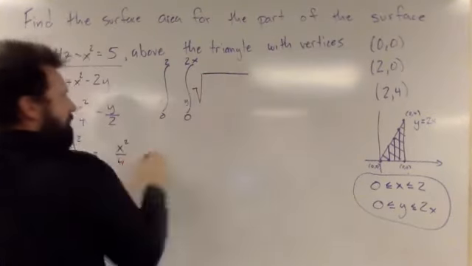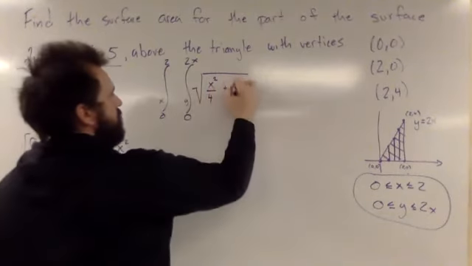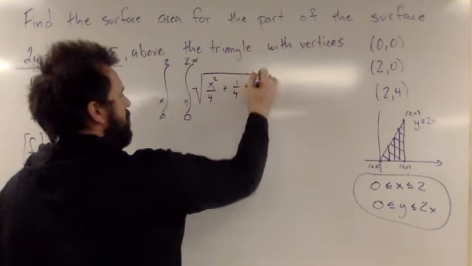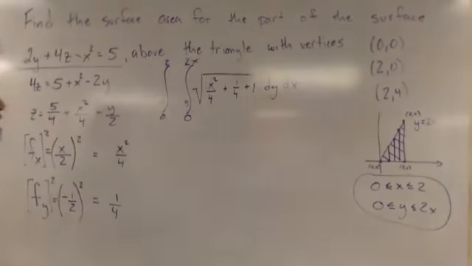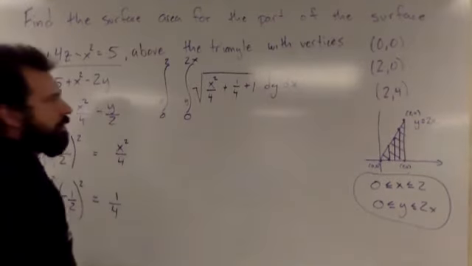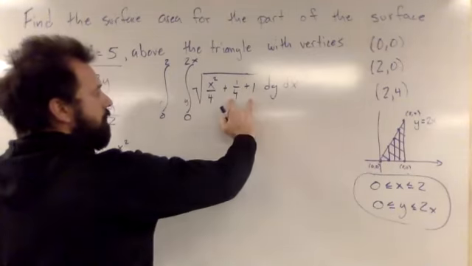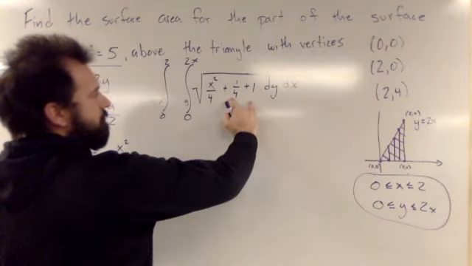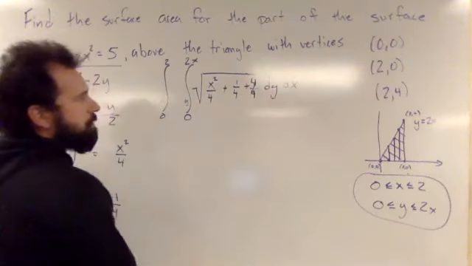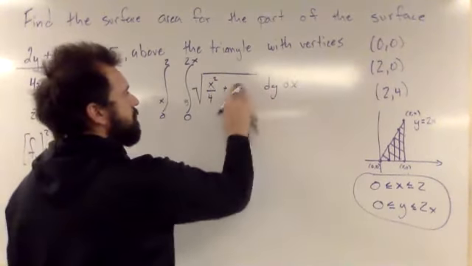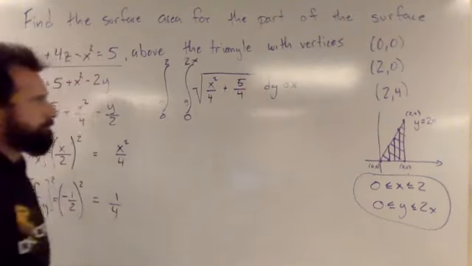That's the square root of x squared over 4 plus 1/4 plus 1 dy dx. Everyone's okay with that? Here, that is 5/4. So my common denominator is that's a 4/4. So let's write this as 5/4.